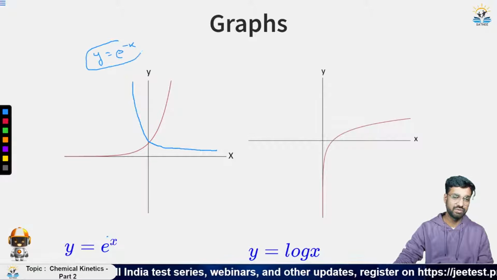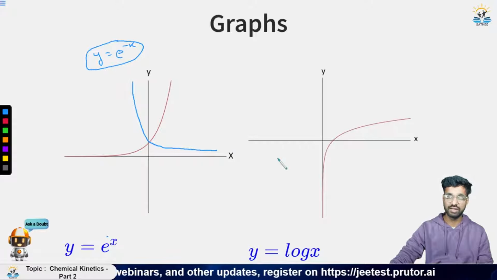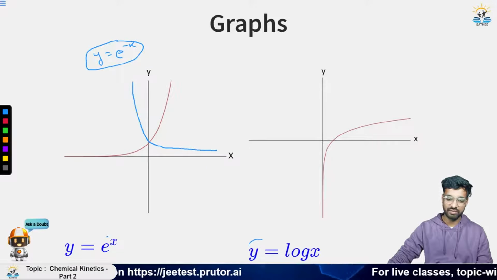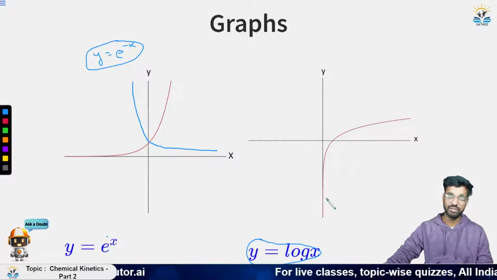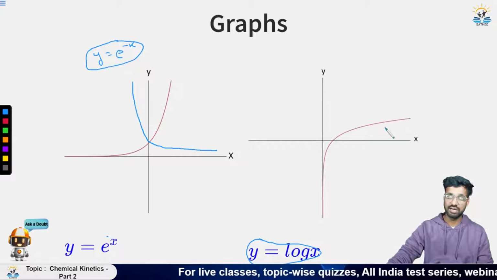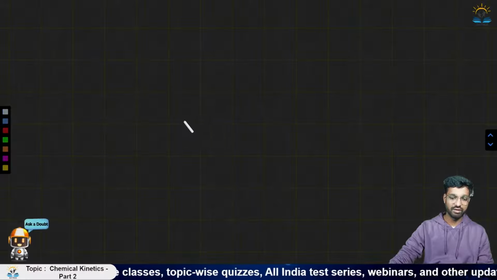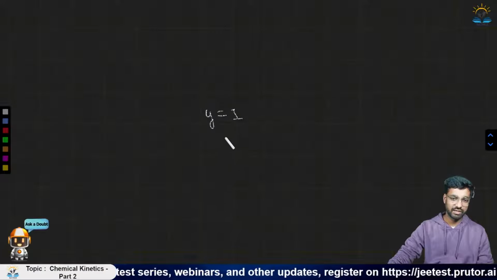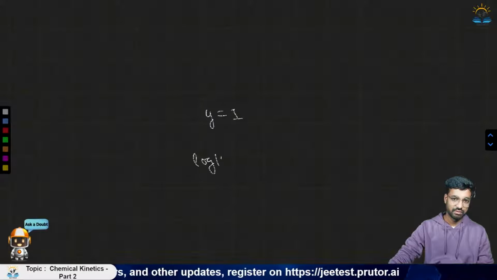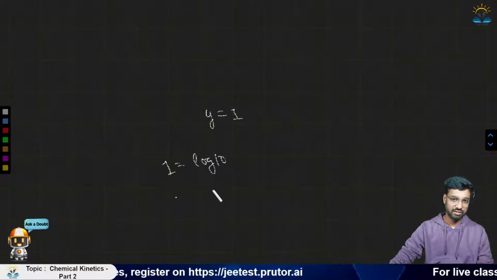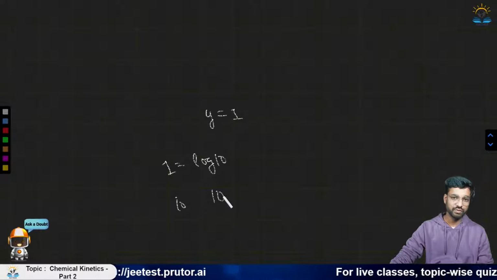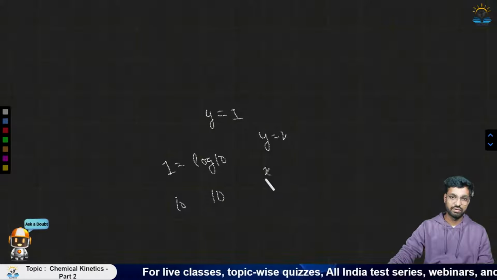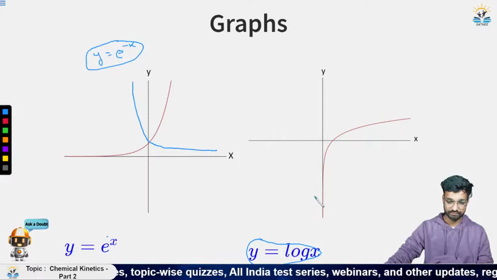I will make you learn some more graphs which are not necessarily important for this lecture, but you may encounter them in the exam. The next is y is equal to log x, which is like this. To imagine this graph, say we have y equal to 1. Then x is 10 to the power 0, which is 1. So for y is equal to 0, x is equal to 1.